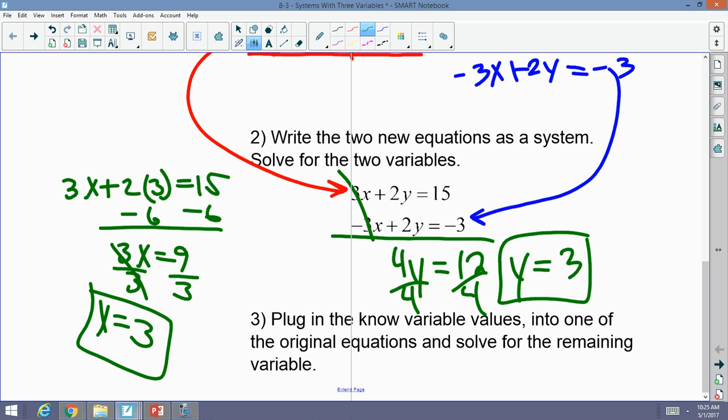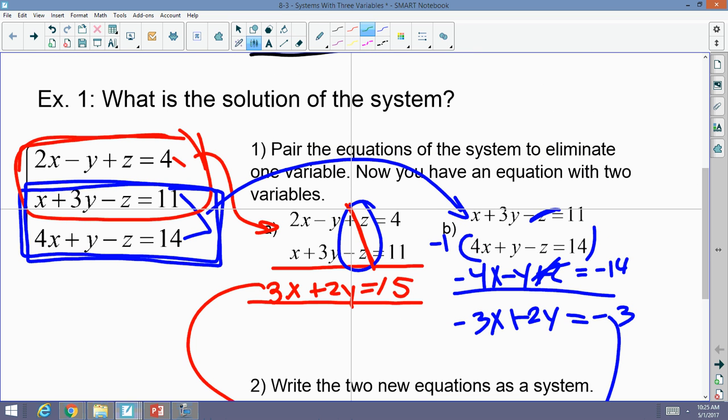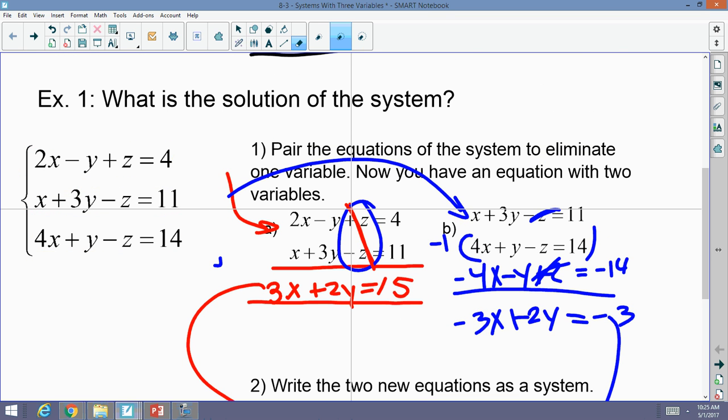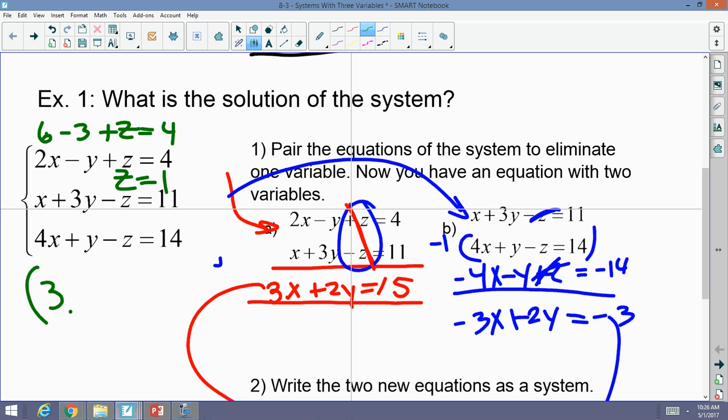Plug in the known values into one of the original equations. Solve for the remaining variable. So x is 3 and y is 3. So I'm going to go back up here, and I'm going to plug it into one of these original guys. I don't care which one to plug it into. What do you want to plug it into? I don't care. First one, okay. 3 times 2 is 6. Minus 3 plus z equals 4. 6 minus 3 is 3. Subtract the 3 from both sides. Z equals 1. So my solution, x, y, z.